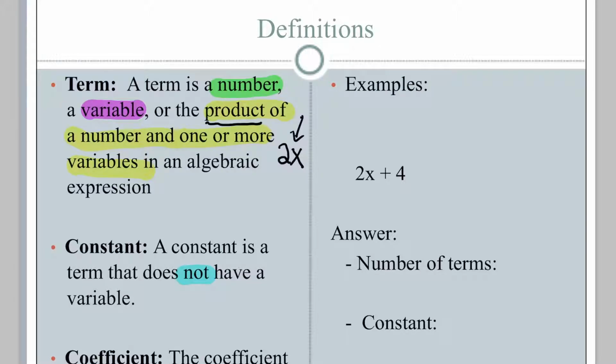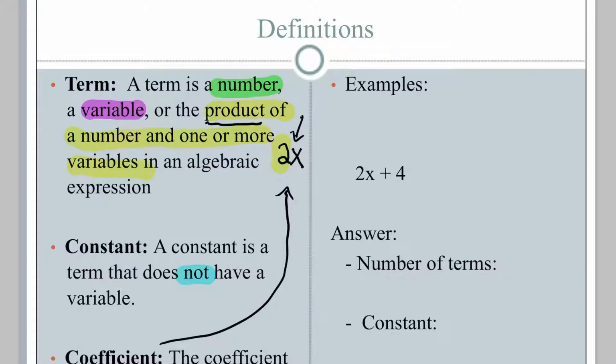So if we were to look at this term, 2x, which again is a product of a number and one or more variables, the numerical factor is the 2. And so in this case, our 2 is the coefficient, not 2x. 2x is the entire term. The x is the variable, and the coefficient is 2. So let's look at an example.